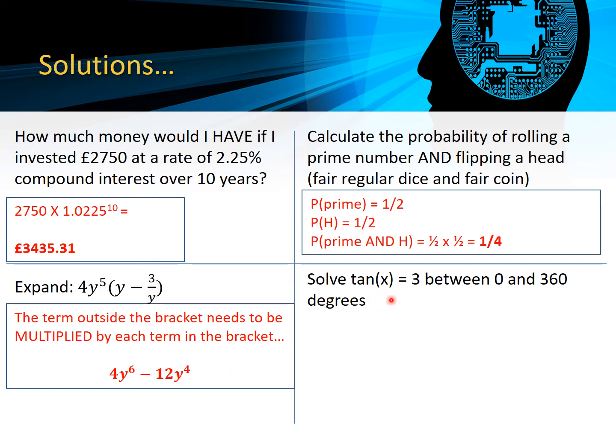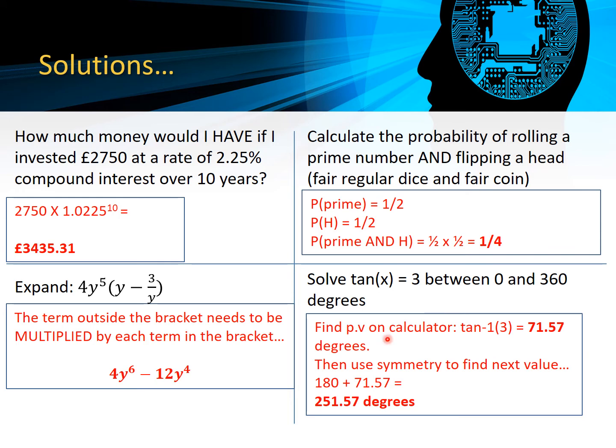And finally, we've got to solve this trig equation, tan x equals 3 between 0 and 360 degrees. Find your principal value on your calculator first, so do tan to the minus 1 of 3. That gives you 71.57 degrees. And then using symmetry to find the next value. We remember that tan repeats every 180 degrees, so this is probably the easiest one to do. You add 180 degrees to your value and you get your second one. So we've got 2 values for x, we've got 71.57 and 251.57 degrees.